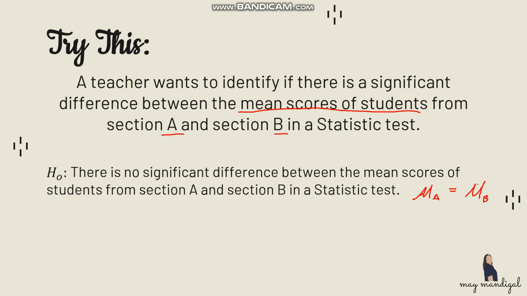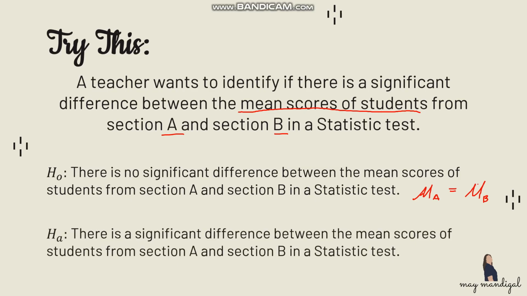Okay? And then for our alternative hypothesis, we want to state that there's a difference between the values that we are comparing. So it should be: there is a significant difference between the mean scores of students from Section A and Section B in a statistics test. That means the two values are not equal with one another, because we state that there is a significant difference.